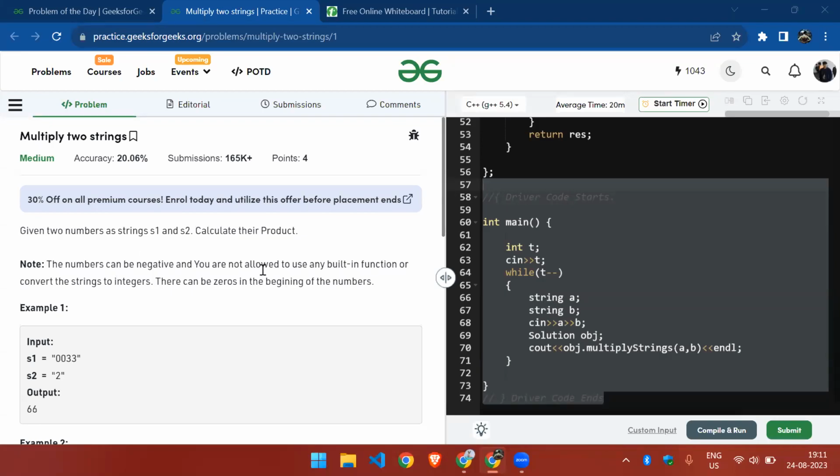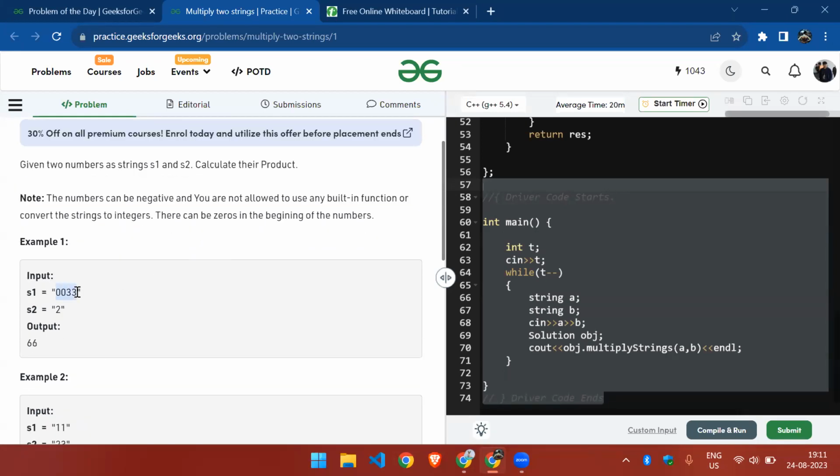Hello everyone. So let's start solving today's problem. Multiply two strings, and in this problem we have to simply multiply the two given strings which contain integers, right?